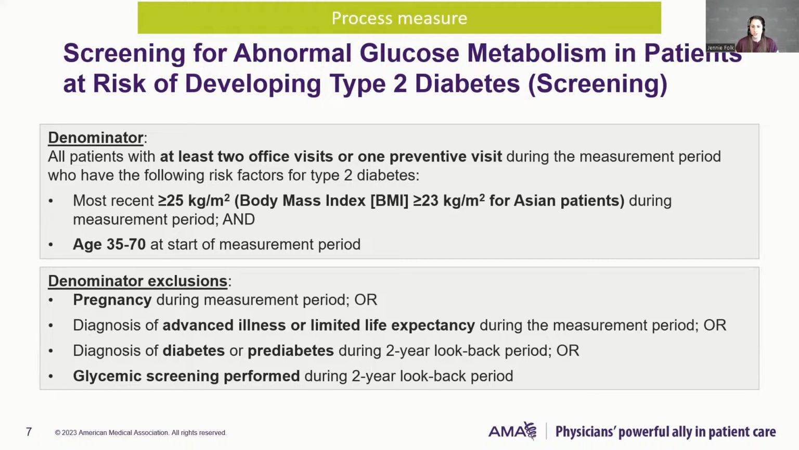There are several denominator exclusions, including pregnancy during the measurement period, or a diagnosis of advanced illness or limited life expectancy where screening for prediabetes would be inappropriate, or a diagnosis of diabetes or a diagnosis of prediabetes during the 2-year look-back period. This measure is focused on screening patients who are not already diagnosed with prediabetes. And finally, we are excluding patients with a screening test performed during the 2-year look-back period. We don't want to encourage overscreening, and the acceptable time frame to rescreen patients not diagnosed with prediabetes or diabetes is generally 3 years.